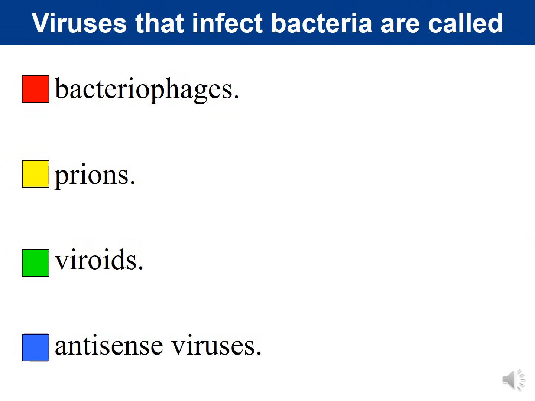So the last question is, viruses that infect bacteria are called: red, bacteriophage; yellow, prions; green, viroids; blue, antisense viruses. Pause when you're ready, turn it back on to hear the answer. So if you said bacteriophage, that is correct. Those are the viruses that infect bacteria. It's not prions. Prions are infectious proteins. It's not viroids, which are naked RNA sequences that don't have any protein components. And it's not antisense viruses.